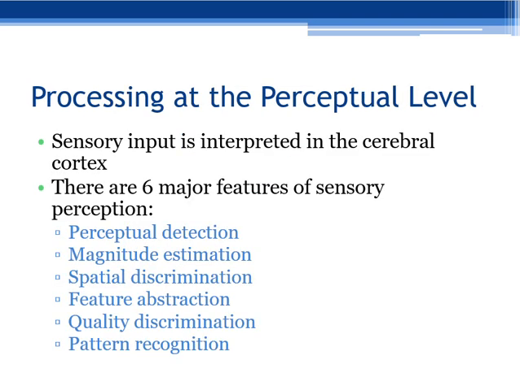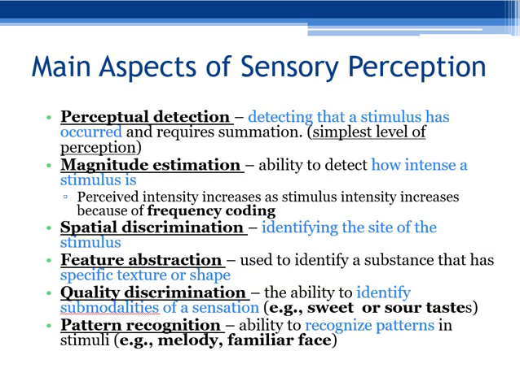And then finally, let's finish talking about the somatosensory system with the perceptual level. That's the sensory input reaching the cerebral cortex. And for that, there are 6 major features of sensory perception. Perceptual detection, basically just letting us know that a stimulus has occurred, is that raw data arriving at the cerebrum. Magnitude estimation, so that's letting us know how intense a stimulus is, and that's going to be detailed by action potential frequency coding. Spatial discrimination, that's identifying the site of the stimulus, so its receptive field.